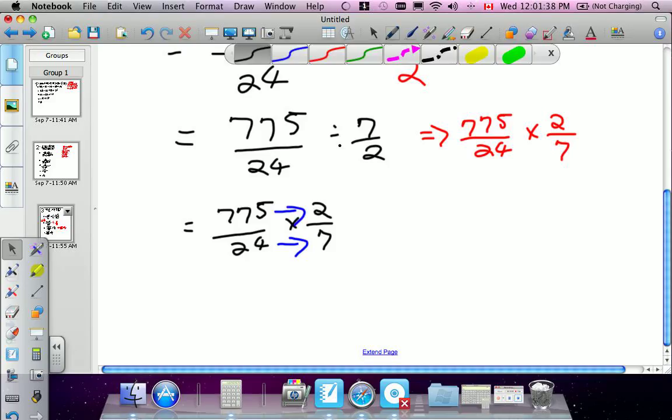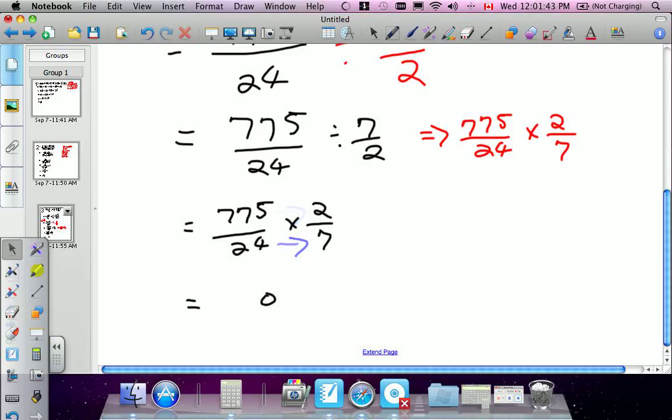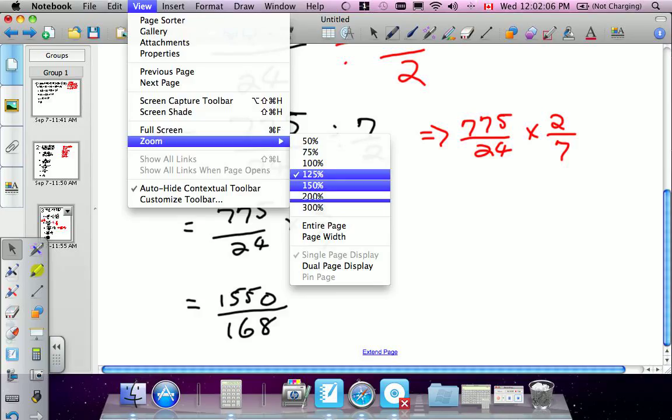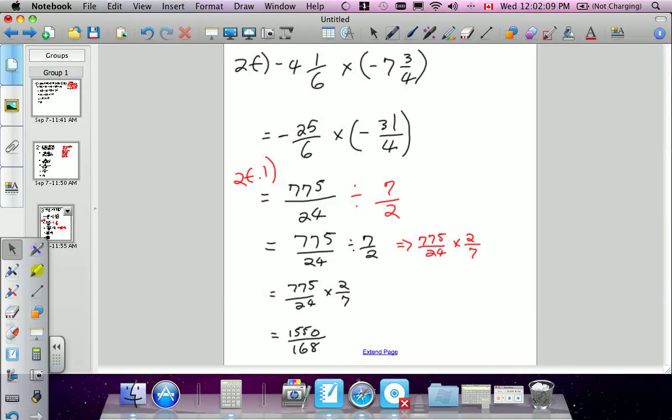So, when we go to multiply these, 775 times 2 is 1550. Is that right? There we go. And 24 times 7 is, is that 148? 168? Thanks, guys. 168. And there we go. That's the division part, okay? So we actually broke this into two questions. The first part was multiplying fractions, and the second part under here was dividing fractions. Okay, guys?